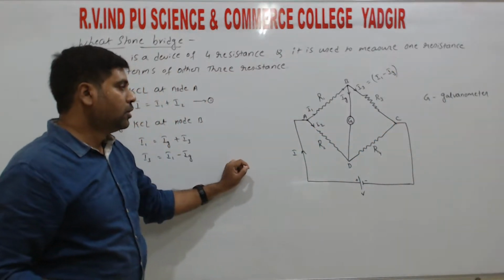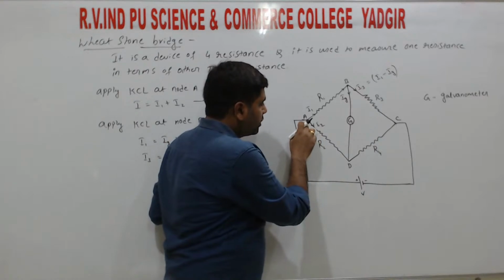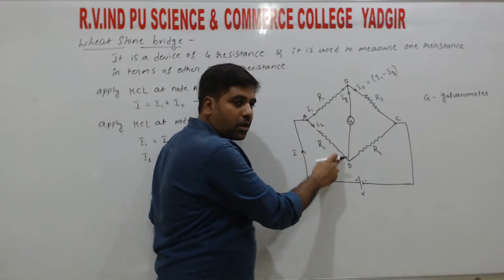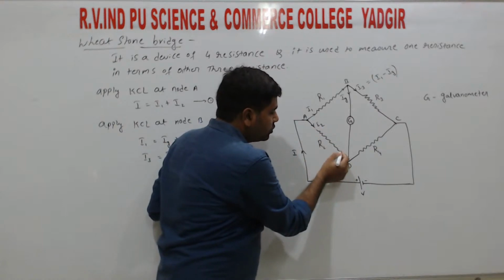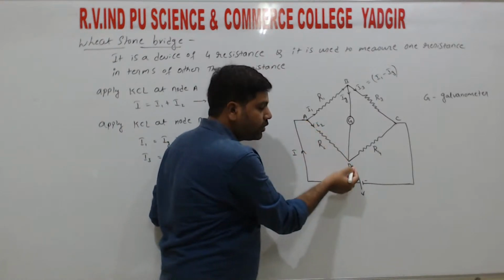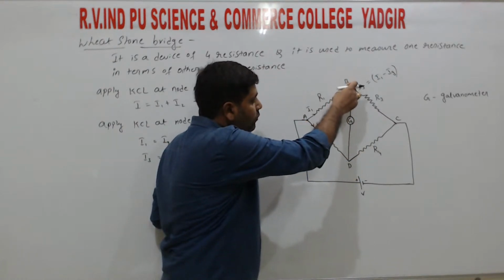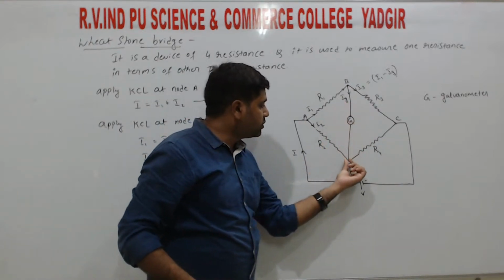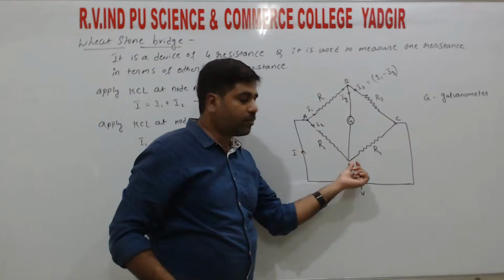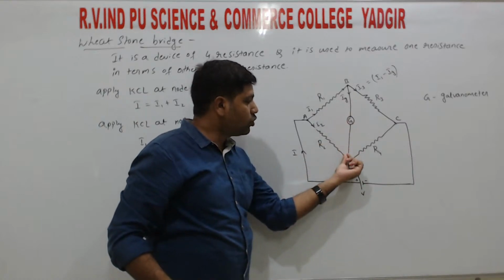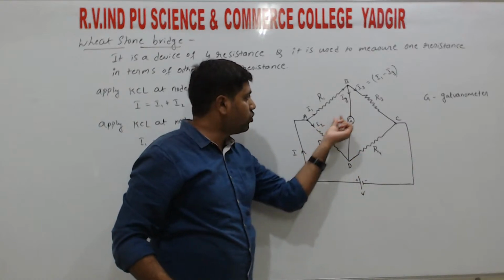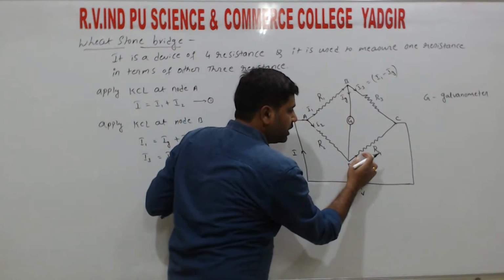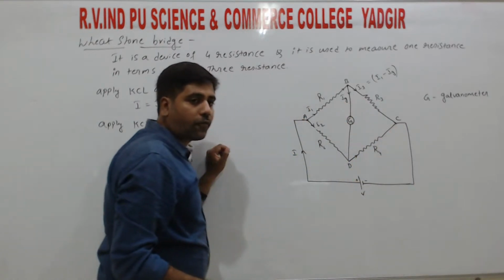Now if you observe here, the current flowing from A through the resistance R2 is I2, so the current flows from A to D. In the same way, the current flows from B to D through the galvanometer. The two currents entering junction D, that is node D, are I2 and Ig. The current leaving is through the resistance R4.